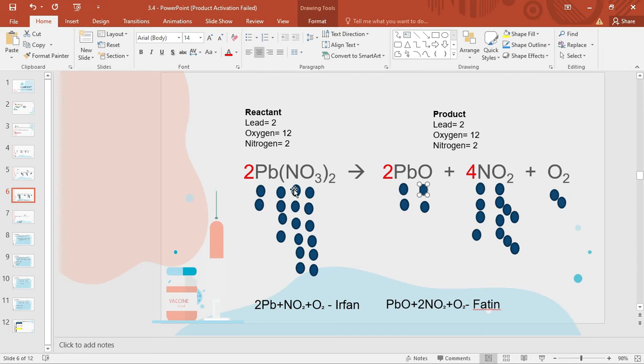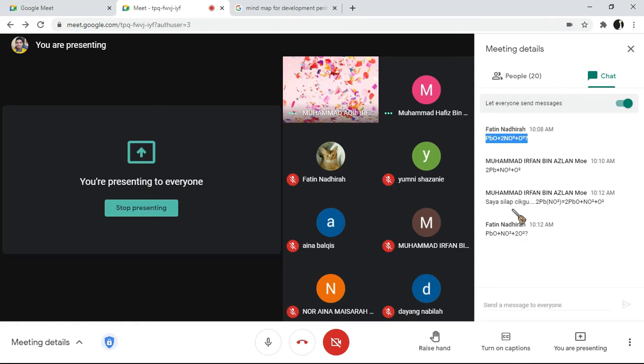Nitrogen we got 4, right? Nitrogen here 4, here also 4. So the equation is balanced. Now we check: we have 2 PbO and O2 plus 4 NO2. A bit of a mistake only here, Irfan and also Fatin, but you already corrected it, right? Never mind, nice try.